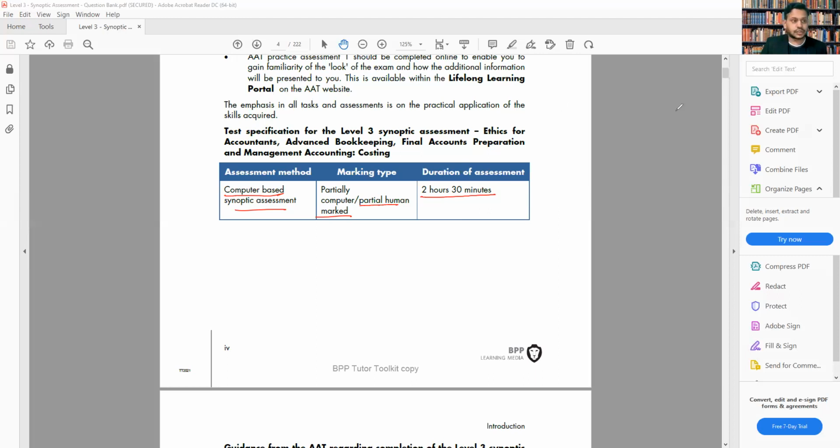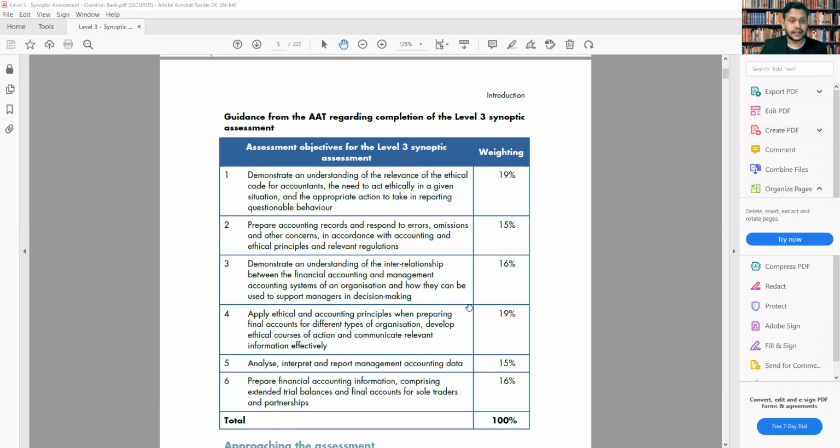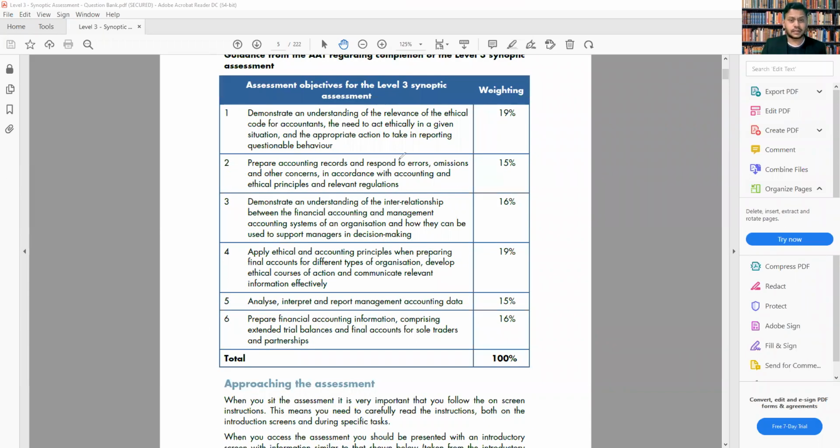Let's have a look at what questions you're going to see in the exam and how many marks you can expect from which area. The first question always comes from ethics. So we need to make sure we are comfortable with our ethics question, because ethics is part of the Synoptic. If we have a good score in ethics, the other side will be easier for us. It's not like before.